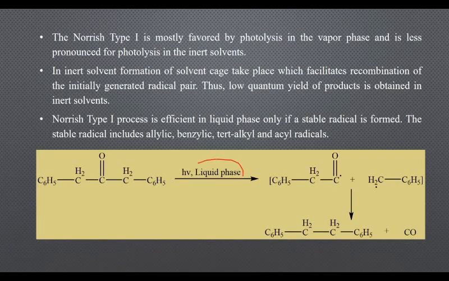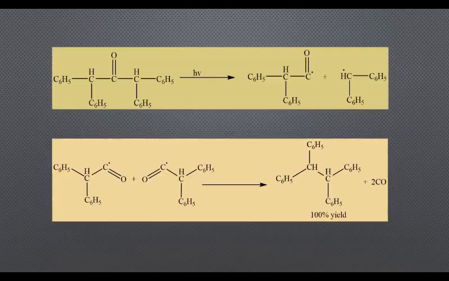So let's see, we have taken a solvent here, that is liquid phase. The primary process will produce acyl and alkyl radical, and after decarbonylation both these alkyl radicals will be joined to produce an alkane. Norrish type I process is efficient in liquid phase only if a stable radical is formed. The stable radicals include allylic, benzylic, tertiary alkyl and acyl radicals.